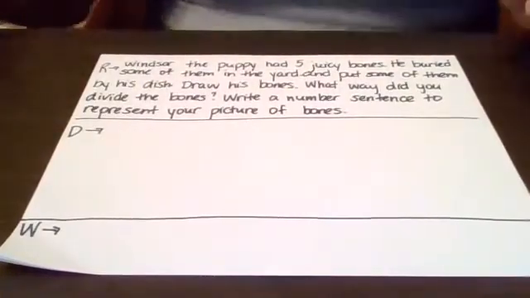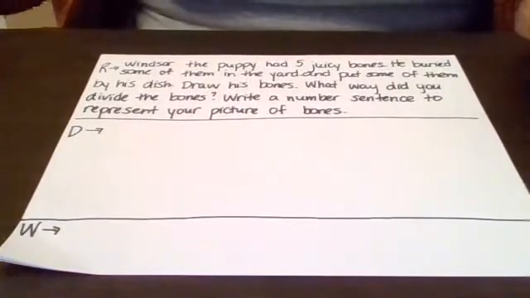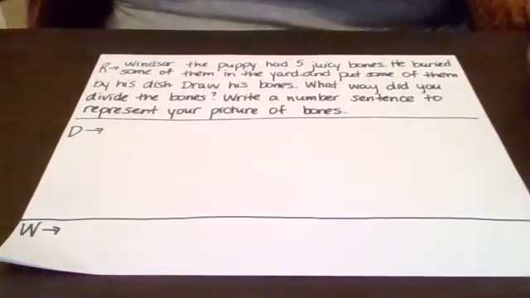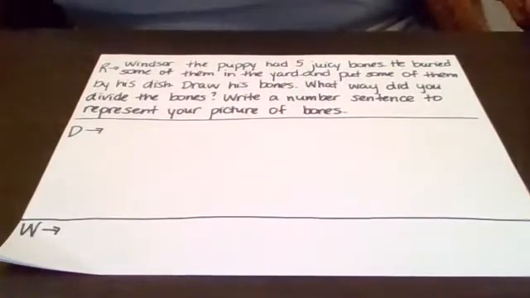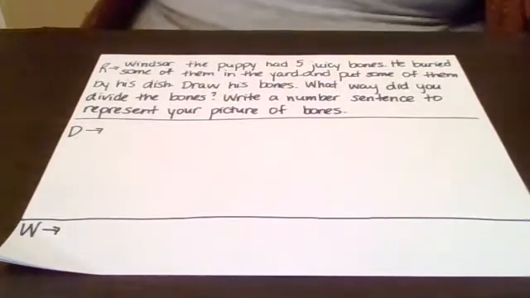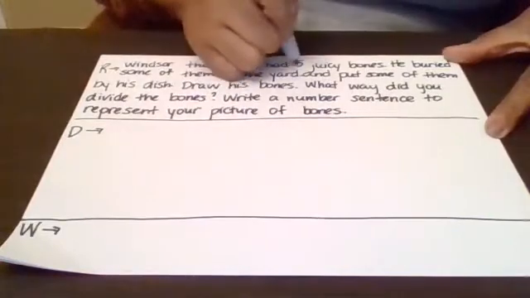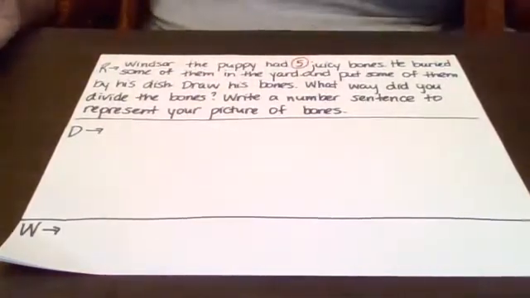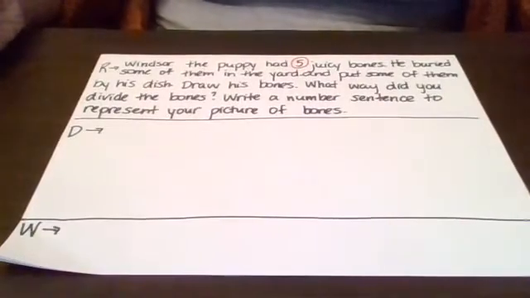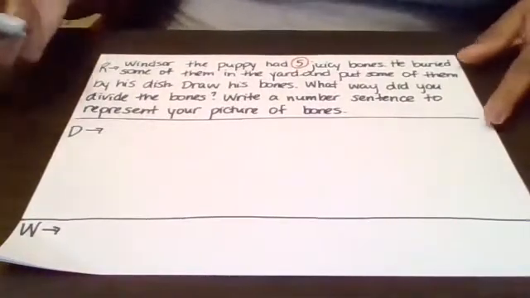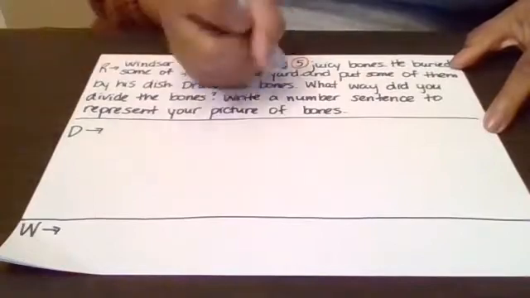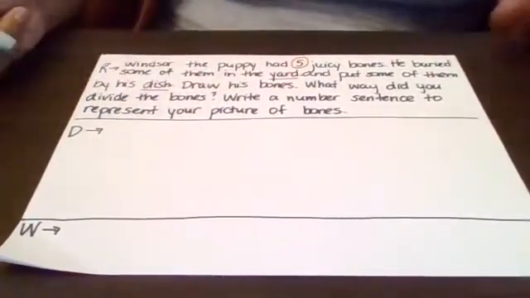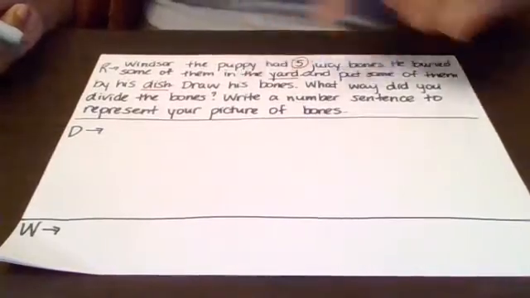So when we are reading, we want to identify the numbers that we're going to use. I'm going to use this orange marker. I know that we are breaking down the number 5, so I want to circle the number 5. And I want to underline that he's going to put some of the bones in the yard, and then he put some of the bones by his dish. And then we're going to draw out his bones.